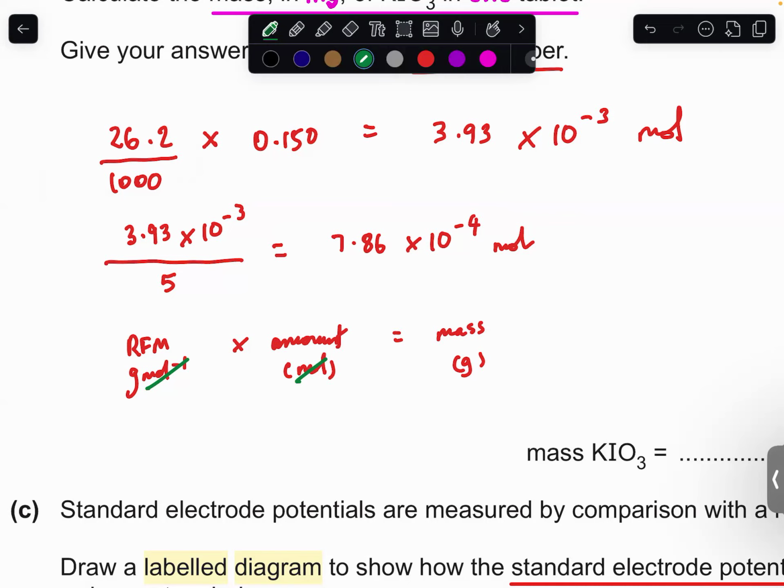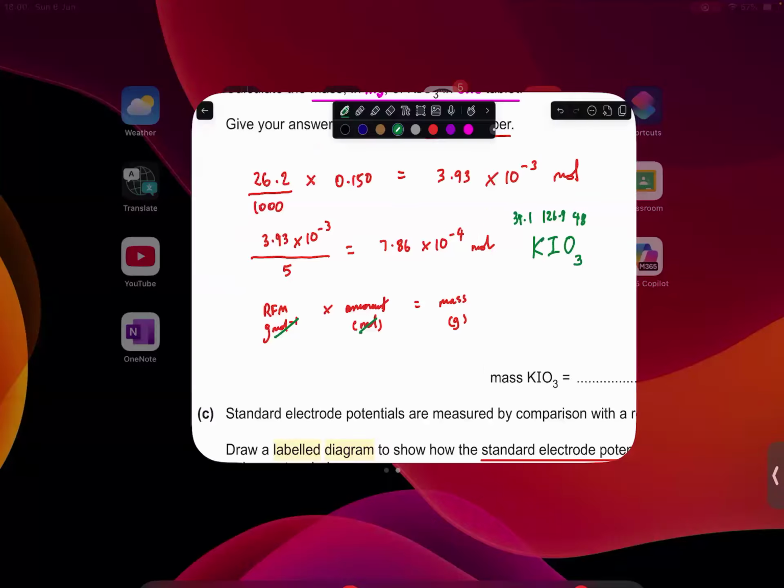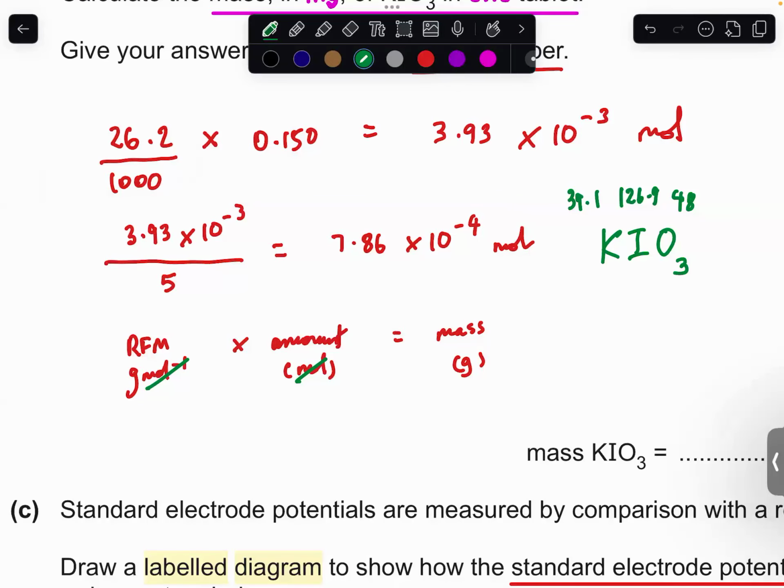So what is the relative formula mass of KIO3? 3 times 16 gives you 48. Iodine is 126.9. And potassium is 39.1. Whoops. This goes on to give you 214. So let's get that.